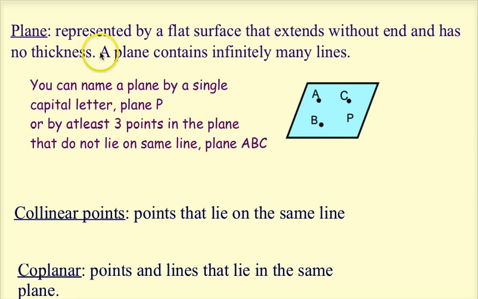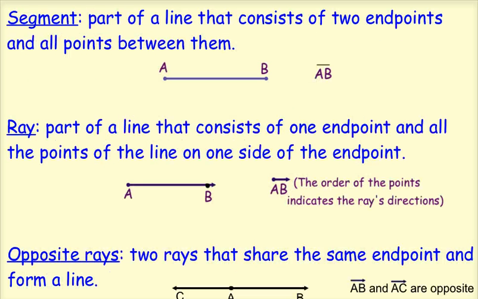Okay, we have just a few more definitions to do. The next one is a segment. A segment is a part of a line that consists of 2 endpoints and all the points between them. So a segment has a beginning and it has an end. It does not have arrows. It does not continue infinitely in either direction. It's just a part of a line, a segment of a line.